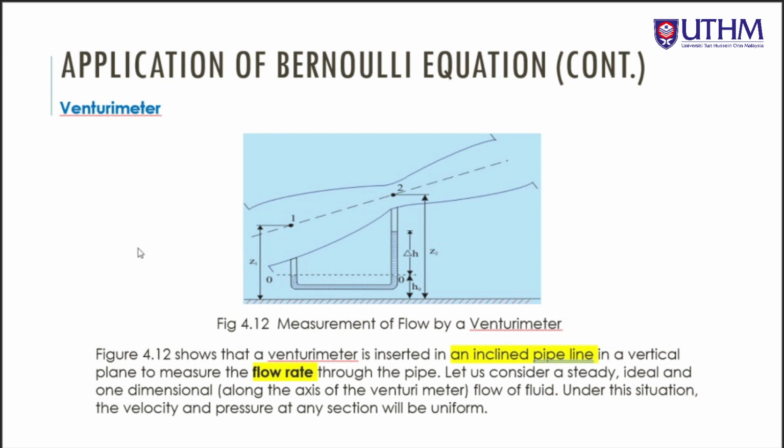Okay, so as we can look at this picture, this ventrimeter is positioned in an inclined pipeline. Kan kita nampak dia sedikit incline as compared to the previous one. And let us consider flow yang lalu dalam this inclined pipeline atau ventrimeter ni as a steady, ideal and one dimensional flow. What will happen? Okay, so sekarang lebih kepada dia nak tunjuk macam mana how we derive equations to calculate flow rate of flow inside a ventrimeter lah.